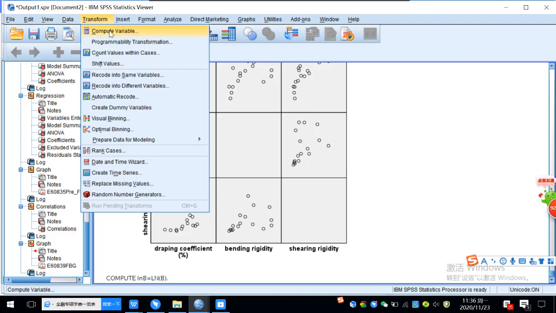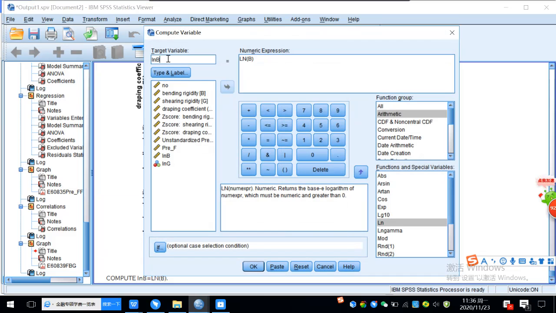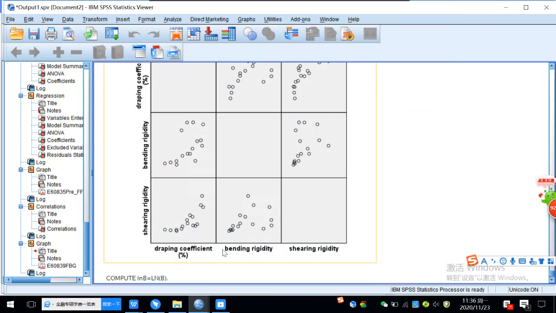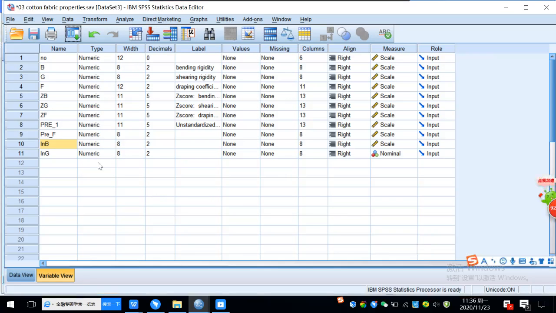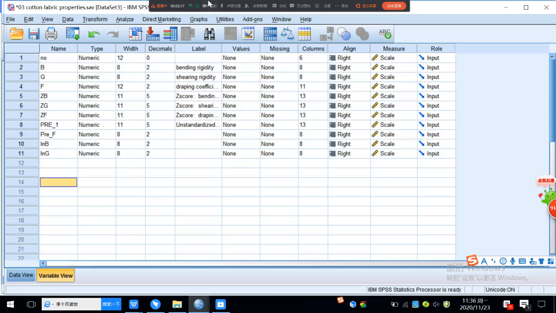Next is log G. Enter the log G here. Yeah, it's numeric, right? And the measure is scale. Okay, I change it. It's not nominal or ordinal, it's a scale. So transfer these two variables, log B and log G. Next.